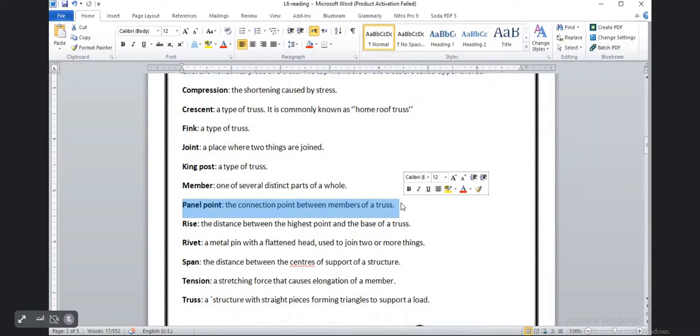Sir, it means the connection point between the members of the truss, the connection between the members, right? Yes. So in the picture, the panel points are which parts?